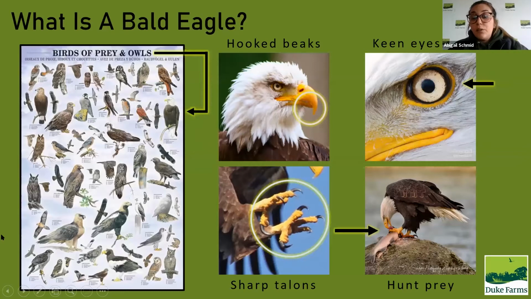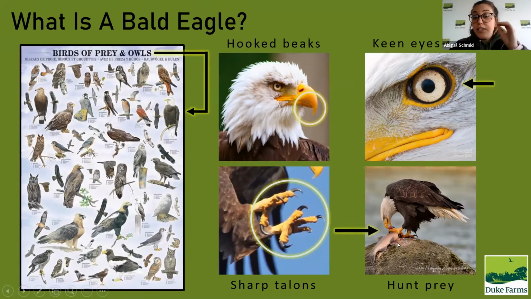Digging in a little bit deeper, a bald eagle is a bird. A bald eagle is a bird of prey. Here is a whole poster of different types of birds of prey. And again, I have to ask the question, what makes a bird of prey a bird of prey? These are the things that we're going to look out for. Birds of prey have hooked beaks, as identified here. They have sharp talons, identified below. They have keen eyesight, so they can see really, really well.